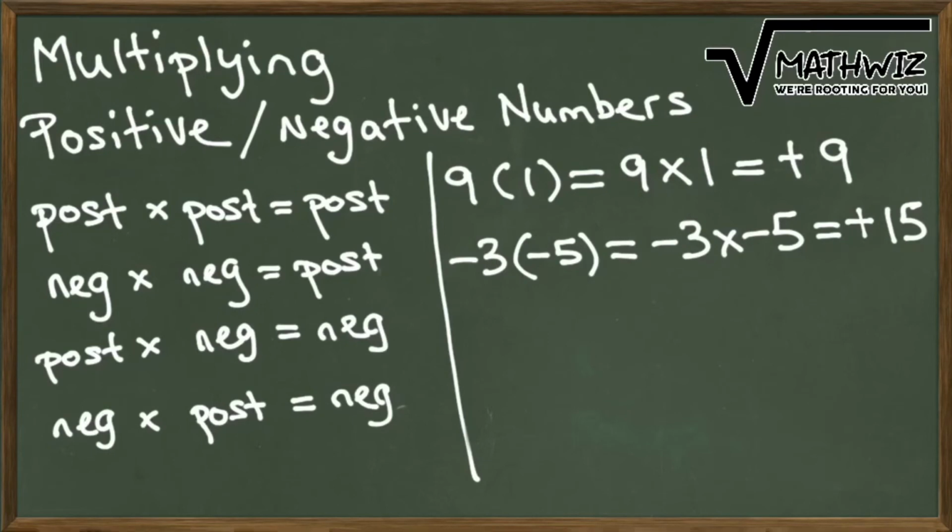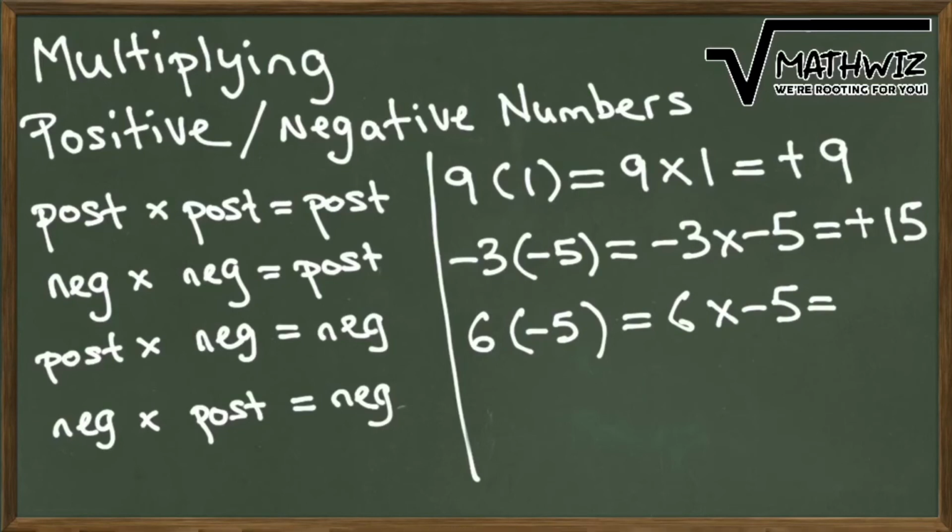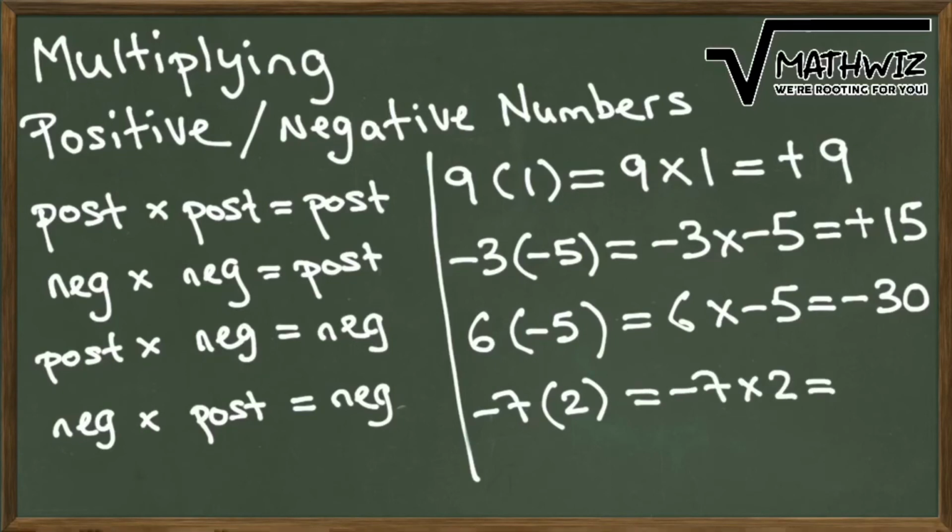For our next example, let us say we have 6 open bracket minus 5. That would be 6 multiplied by minus 5. We have a positive and a negative, so we're going to get a negative, and 6 times 5 is 30. As our final example before you get to try on your own, let us go with minus 7 open bracket 2, which would be minus 7 times 2. And this is simply a negative multiplied by a positive. So we get a negative, and 7 times 2 will give us 14.